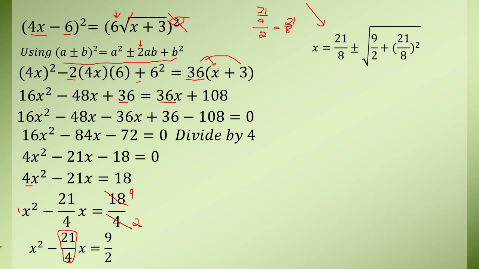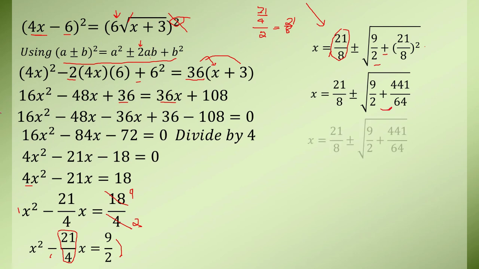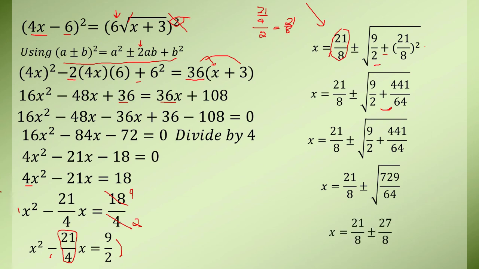And you change the sign. If this is negative, now it's going to be positive. Plus and minus. You have 9 over 2 here, plus this number squared. Now 21 squared is 441. 8 squared is 64. And now you add these two. 729 divided by 64. The square root of 729 is 27. The square root of 64 is 8.